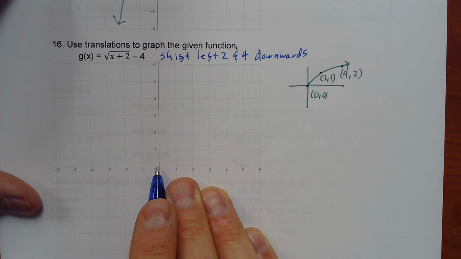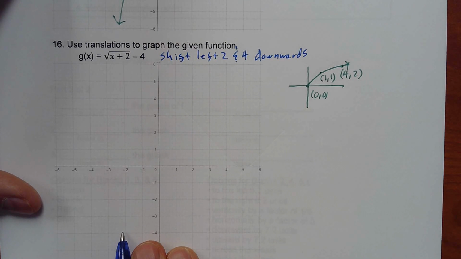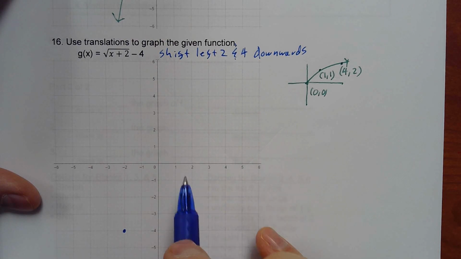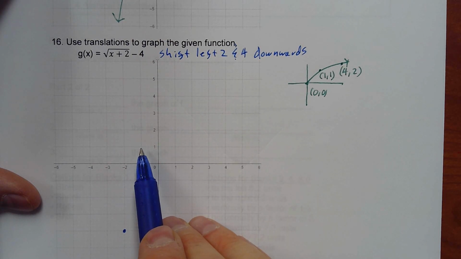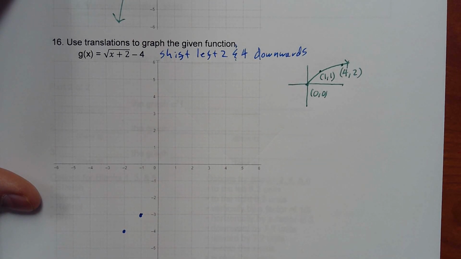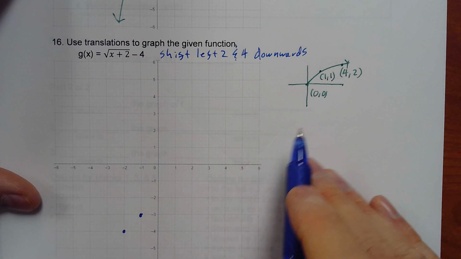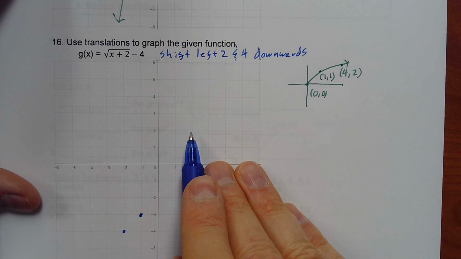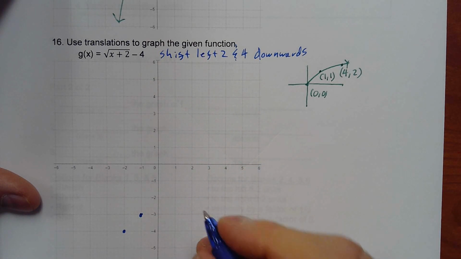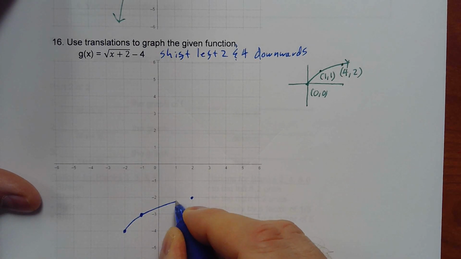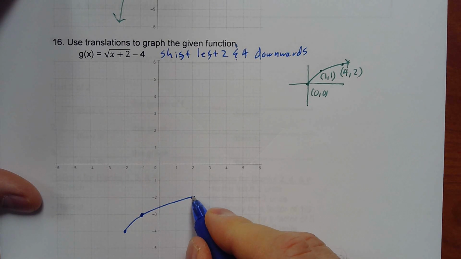So 0, 0, I shifted left 2, down 4. Point goes right there. 1, 1, shift left 2, down 4. Goes down here. And then 4, 2, shift left 2, down 4. That goes here. And then we just start sketching our graph.